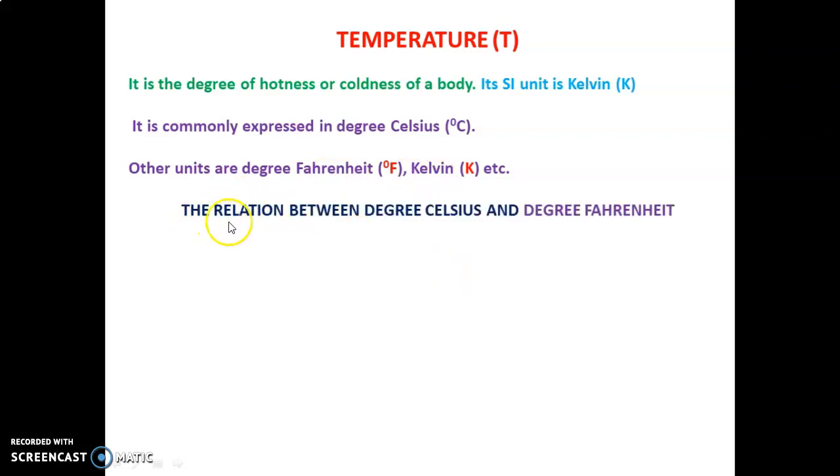In the last video we discussed the relation between degree Celsius and degree Fahrenheit. That is, Fahrenheit equals 9 divided by 5 times degree Celsius plus 32. That is the relation between degree Celsius and degree Fahrenheit.